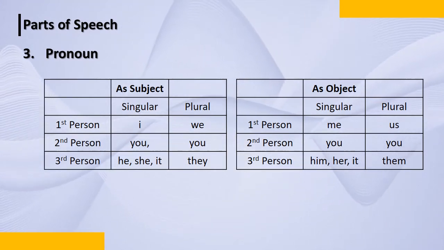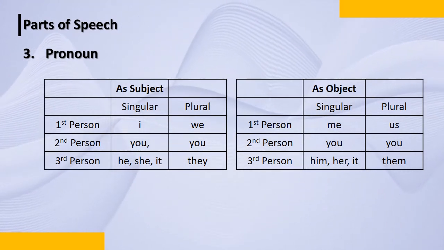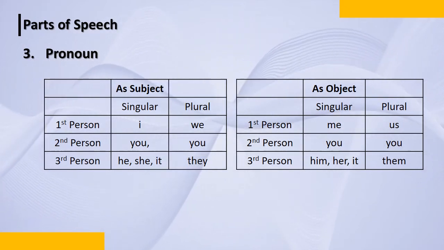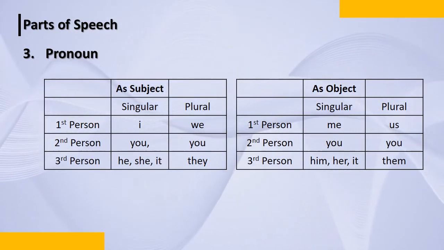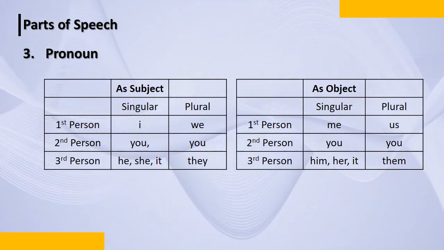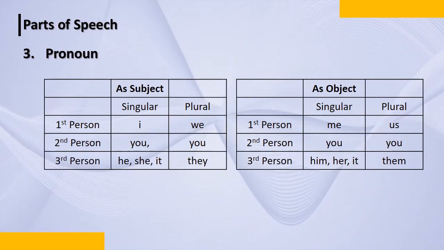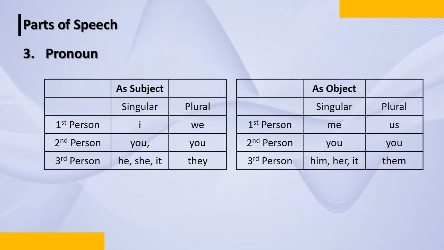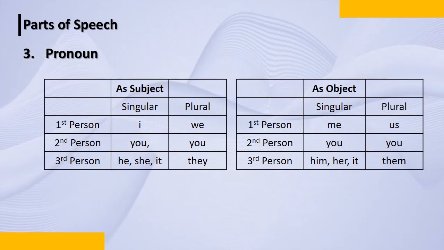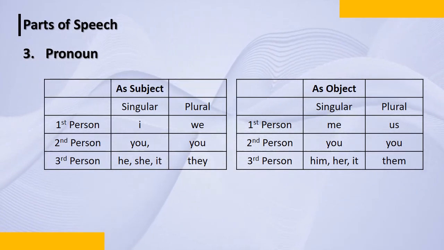So the object can become me. If it is the second person, it is you. The third person is somebody who is not there. Third person is nothing but somebody who is not present among you. You are talking to your friend Raju, or you're talking to your friend Abdul, and you're talking about a third person, somebody who's not there.